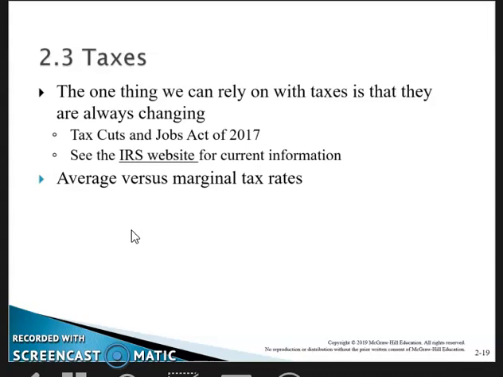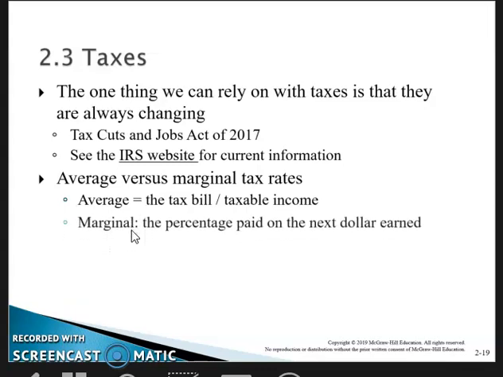Average versus marginal tax rates. This is very important. Average is important, but when we do analysis and decision making, it's going to be based on marginal tax rates. Average is simply the tax bill divided by your taxable income. Marginal is the percentage paid on the next dollar earned, or the last dollar earned.